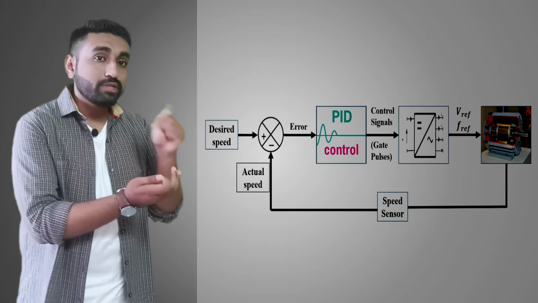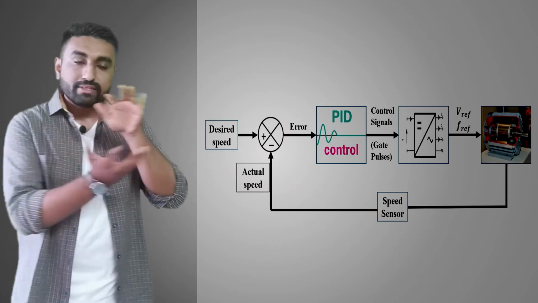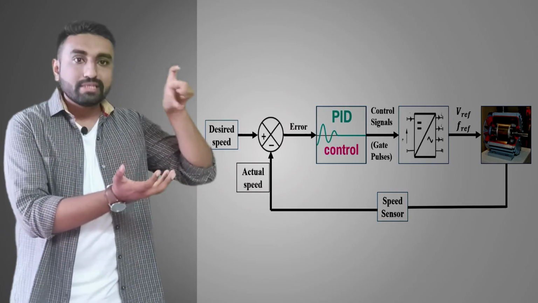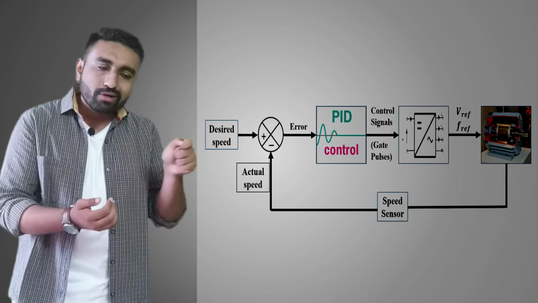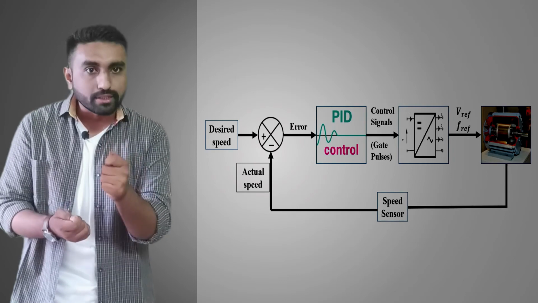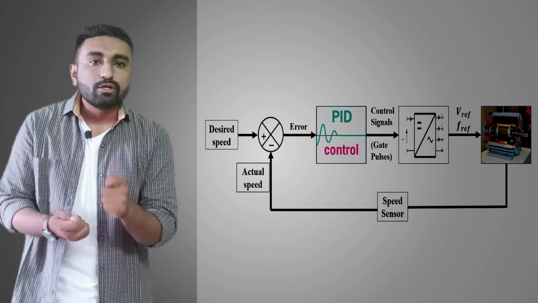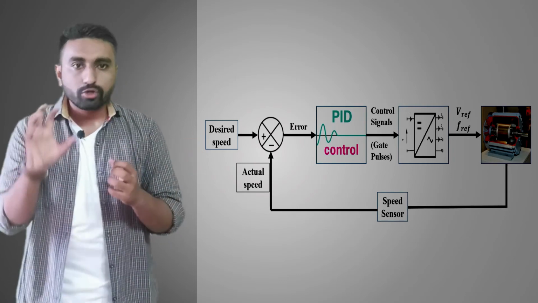So what will it tell the inverter? The control signals will tell the inverter to have this much amount of voltage and this much amount of frequency, so that the motor can achieve the desired speed. And this is how we control the speed of the motor automatically.